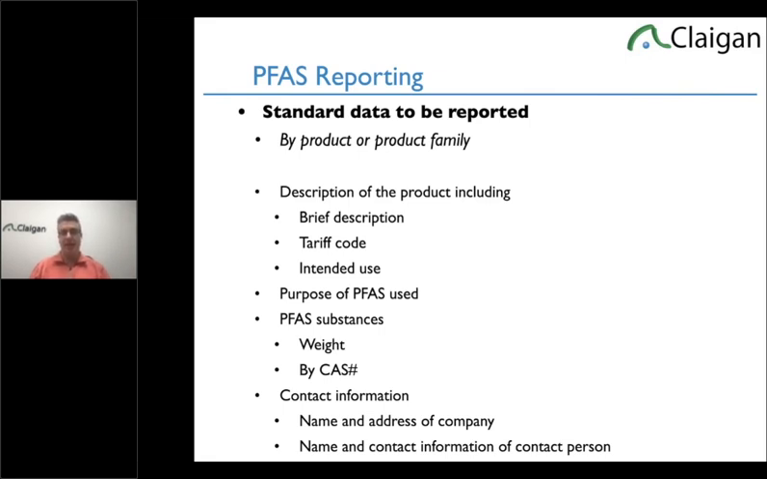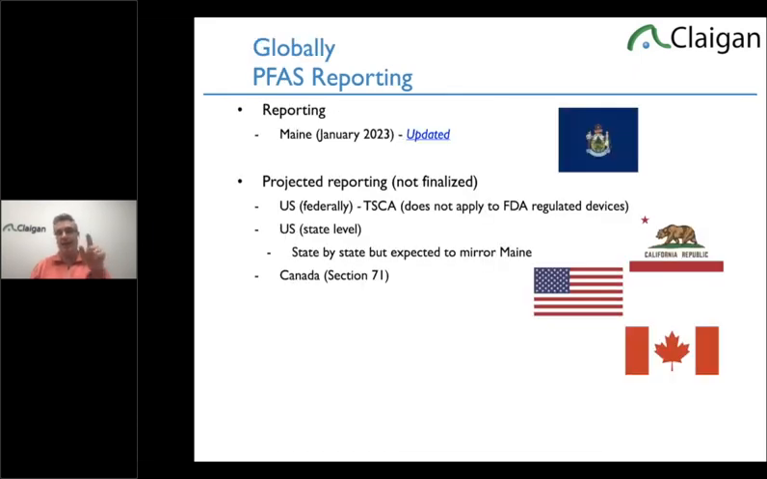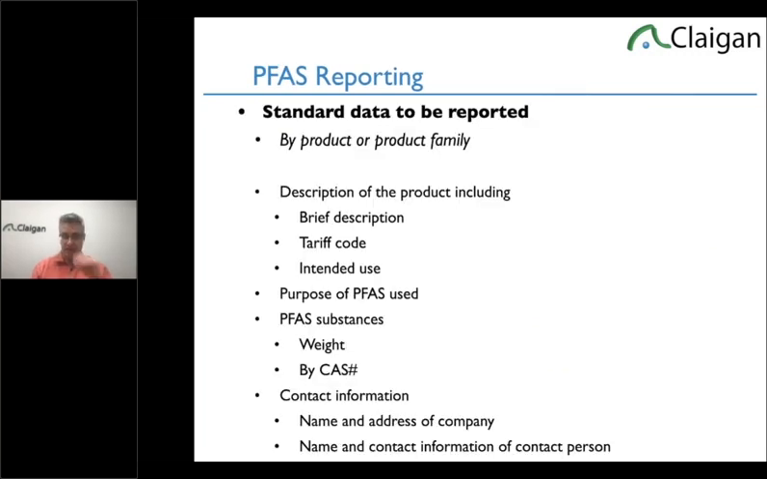And the name and address of the company and the name and contact information of the contact person. By the way, you might see that Maine has a little hyperlink updated there. The rules got updated this week. So there is a hyperlink to the updated Maine rules. And you'll see it at this, which I simplified here. You have to report these things, and it'll probably be into the interstate clearinghouse database, but that could change.